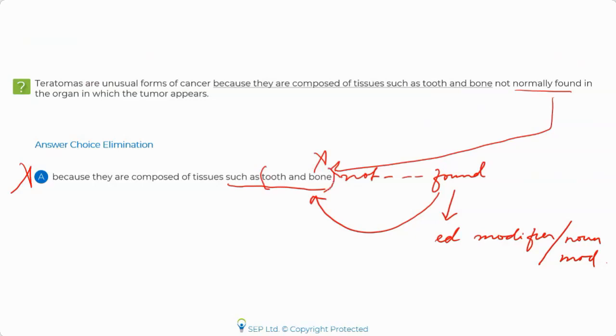So, it's like saying that tooth and bone are not normally found in the organ, and that is why teratomas are unusual. Doesn't make sense. There's no connection between why teratomas are unusual and tooth and bone not found in the organ. What we want to say is tissues that make up tooth and bone, those kind of tissues are not found. This is what we want to say. But this is not what this sentence is saying. Okay?